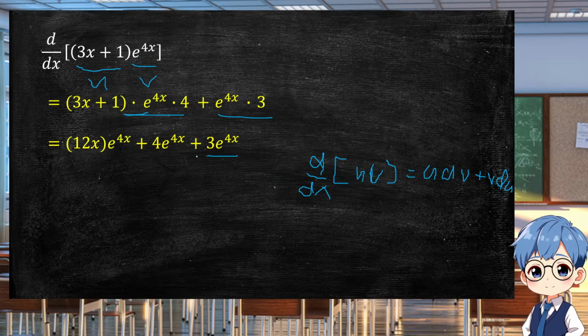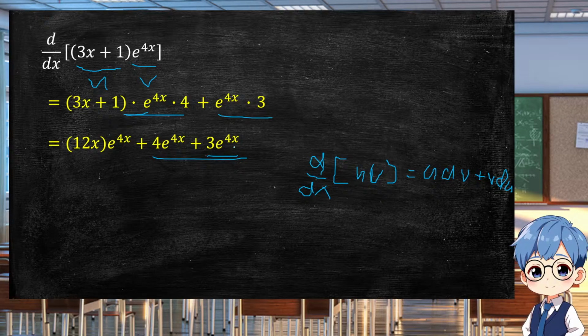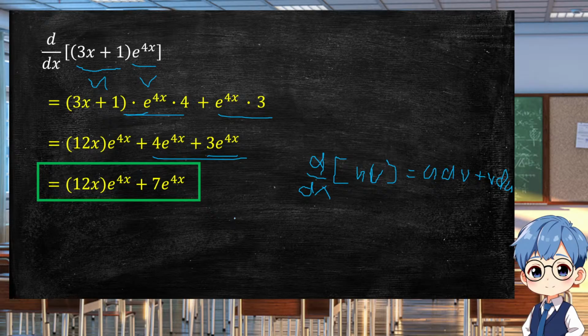Then what else? Yeah, we can add this one. So adding this one for e to the power 4x, because they have the same variables, or in this case the same factors, different numerical coefficient. So that will give us 7e to the power 4x. So this can be the final answer.